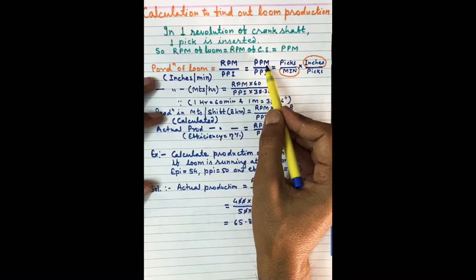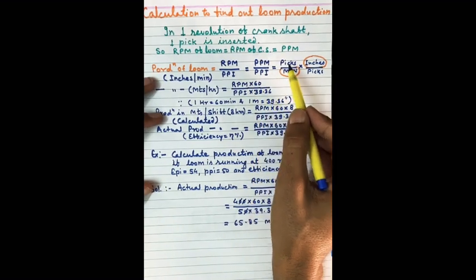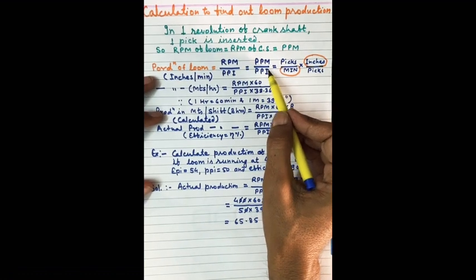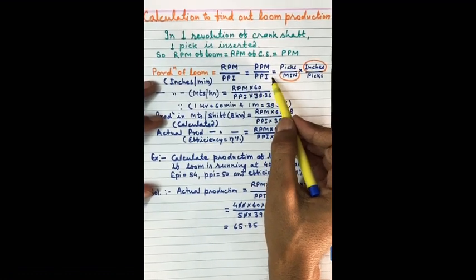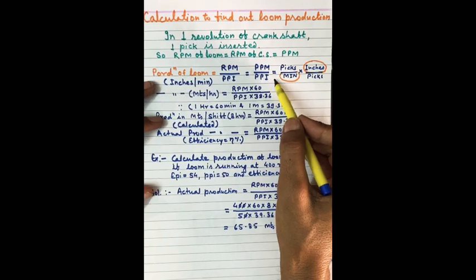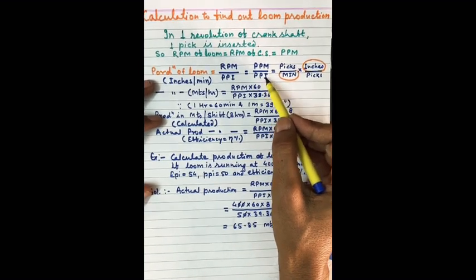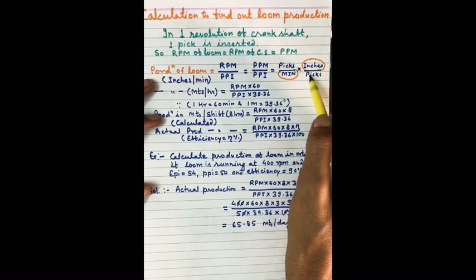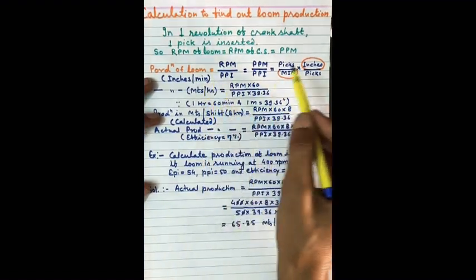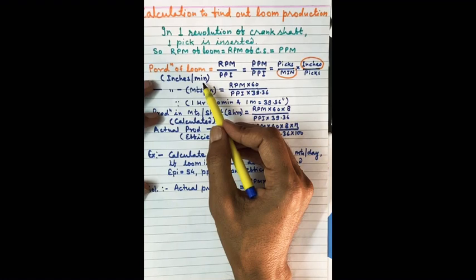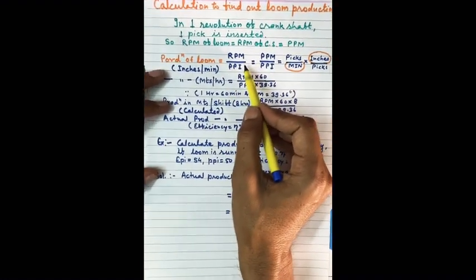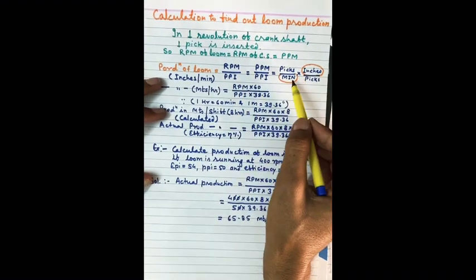So ppm upon ppi. ppm means picks per minute and ppi means picks per inch, and because this is in the denominator we are taking it into the numerator, so the value will reverse. So picks per inch will become inches per pick. So you can see picks are cancelled. We will get the production of the loom in inches per minute. So if we use this formula, rpm upon ppi, we will get the production of the loom in inches per minute.